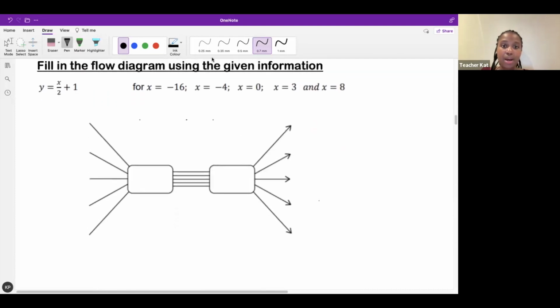Okay, now we're going to the representations of a flow diagram and an algebraic equation. Here we have my algebraic equation. It's been given. And they say fill in the flow diagram using the given information. It says fill in this flow diagram for the following values. Those values that have been given, are those inputs or are they outputs?